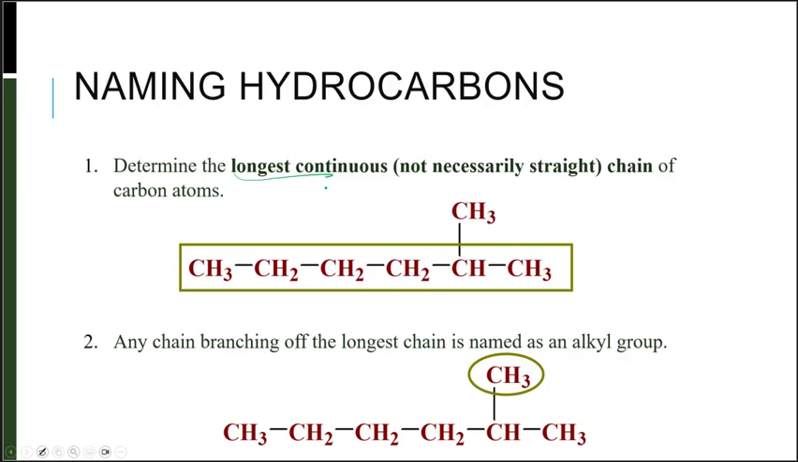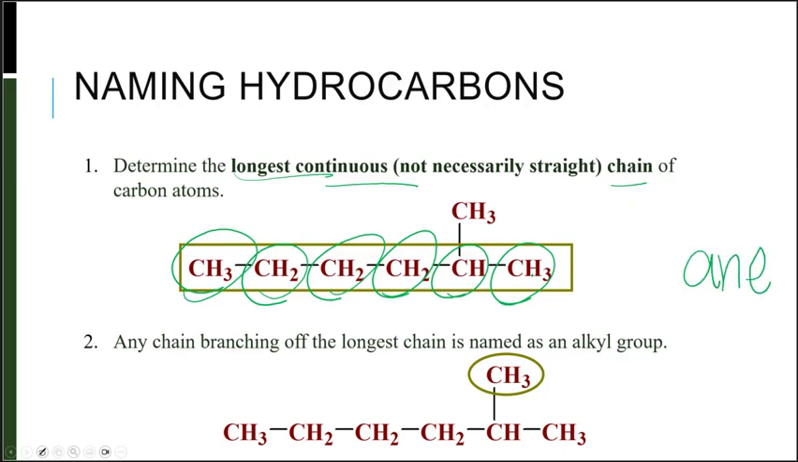Number 1, let's look at the longest continuous, but not necessarily straight, chain of carbon atoms. Here I have 1, 2, 3, 4, 5, 6, all single bonds. So I'm going to say, oh, it's an ane. Because there's 6 of them, it's hex. But notice that I have a branch coming off of it. I need to number my 6 carbons, and I want to start numbering on the right because I want my branch to have a low number.